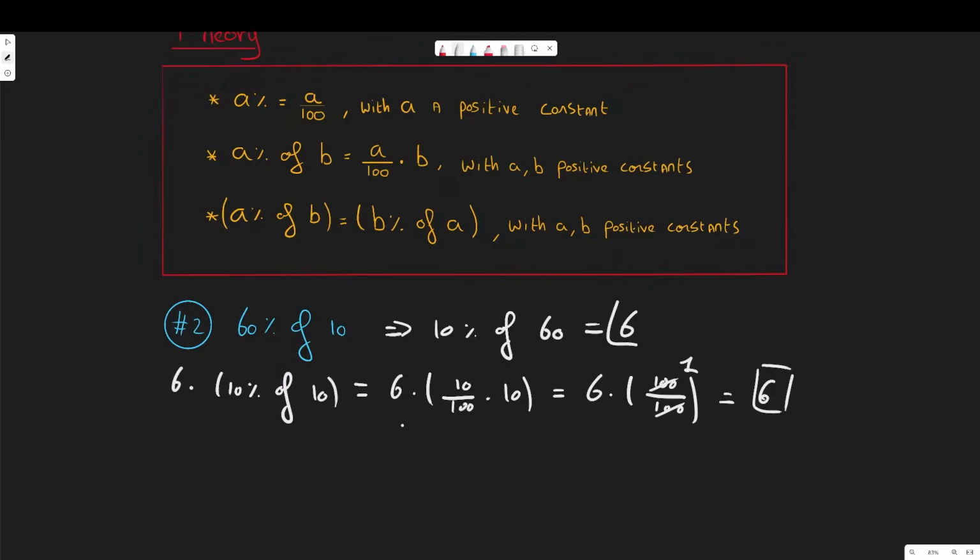And as you can see, both answers are correct. So the second answer was just to convince you that both ways are giving the same answers. Alright, let's go to the next question.